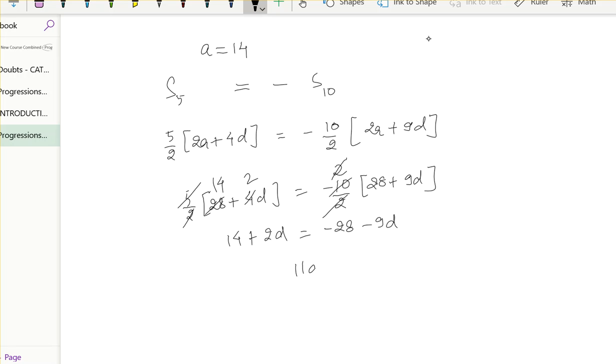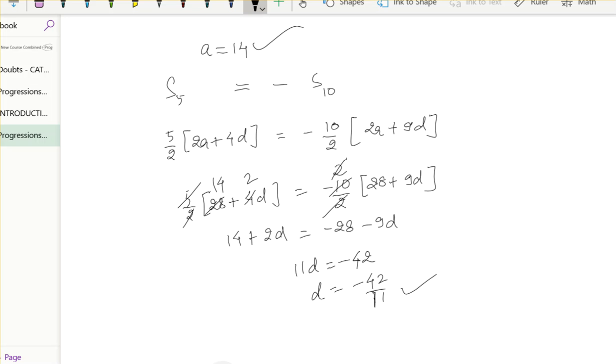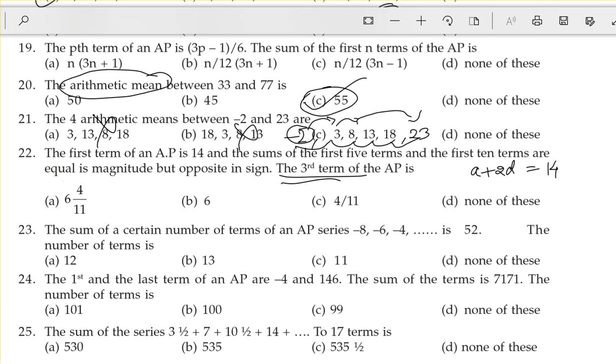So 11d is equal to minus 42, D is equal to minus 42 by 11. You get A and you get D. You can find anything in the world regarding an AP. Third term of the AP is to be found out. You can do this. a plus 2d, that is 14 minus 84 by 11, 70 by 11 it is.